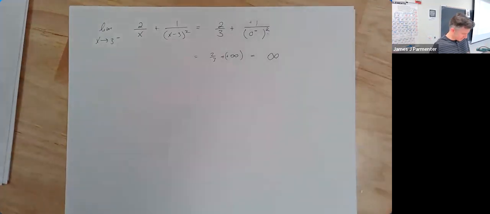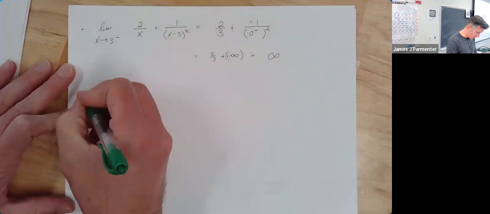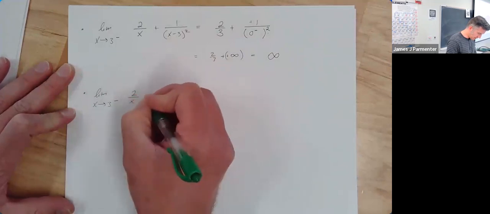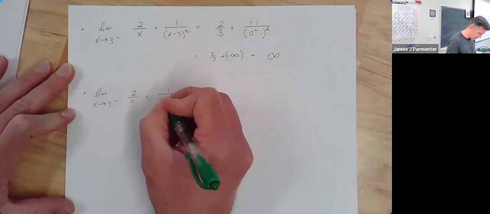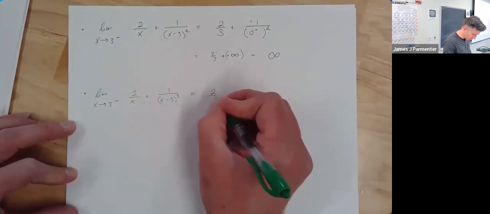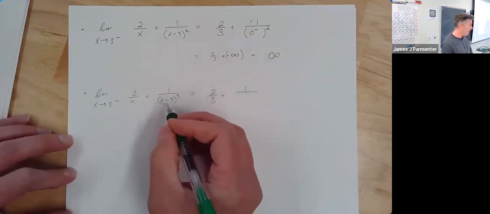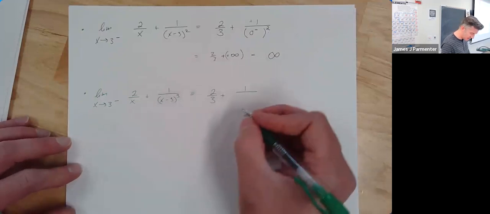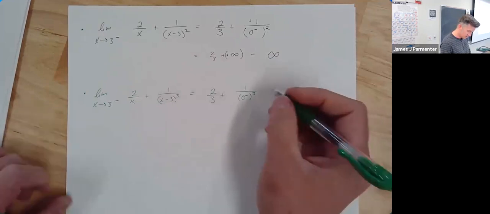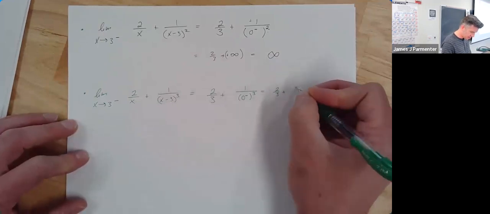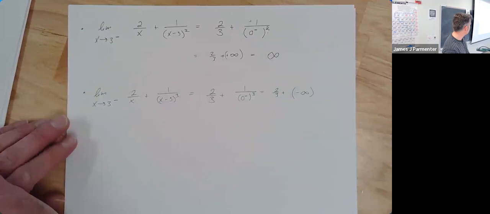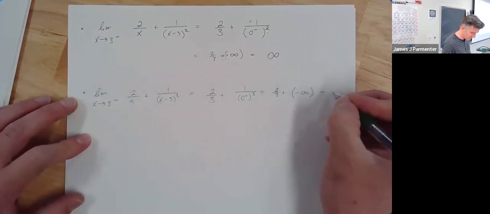As an additional look here, if instead the question was the limit as x approaches 3 from the left of 2 over x plus 1 over (x minus 3) cubed, then we would still plug in. We would get 2/3 plus 1 over, now a number less than 3 minus 3 is still slightly negative, but the negative number cubed is still negative. So this ends up being 2/3 plus, instead of a very, very large positive number, a very, very large negative number. And 2/3 plus negative infinity is negative infinity.